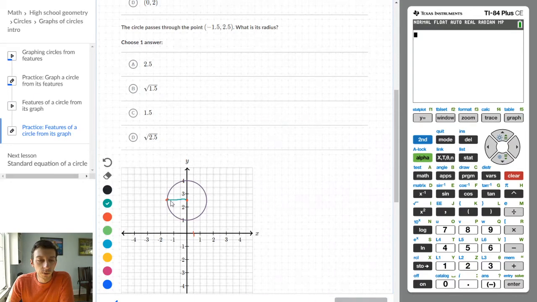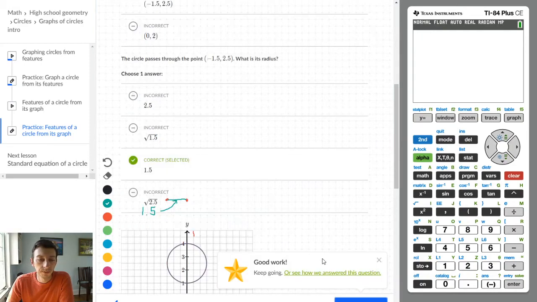So 1/2 plus 1/2 is 1, plus another half. So this distance is 1.5. Just always make sure that you read the scale on your graphs correctly. So this is going to be 1.5. That should be the distance to that radius.